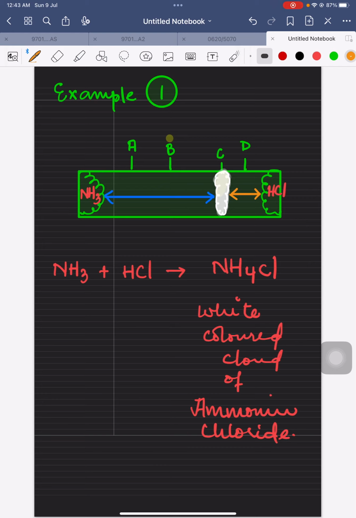And why is it so? Guys, let's calculate the mass of ammonia. From the periodic table, it is very clear that ammonia has a mass of, oh sorry, this is not 17, this is 14 for nitrogen, whereas 1 plus 1 plus 1 for hydrogen. So the total will become 17. Whereas what about HCl? It is 1 plus 35.5, so the total will be 36.5.